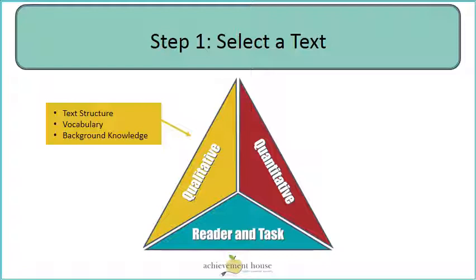Step 1 in creating a Moodle close read is to select your text. To select a text, you should look at it for qualitative features, quantitative, and look at it from the reader and task perspective. Qualitative means looking at the text structure, vocabulary, and the background knowledge that a student might need to read the text.